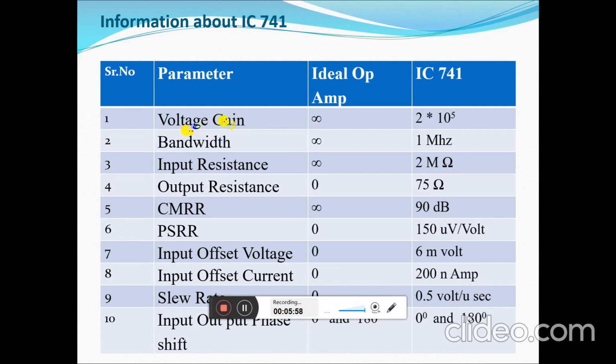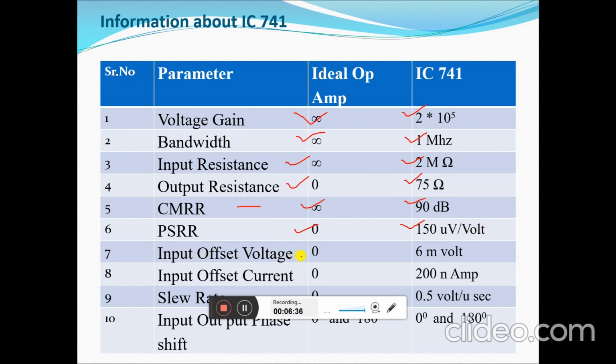Here, the voltage gain of an ideal op-amp is infinite, but practically it is 2 into 10 raised to 5. Bandwidth is infinite, practically it is 1 megahertz. Input resistance, as we have seen, is ideally infinite, but practically it is 2 mega ohm. Output resistance is 0, but practically it is 75 ohm. Practically CMRR is 90 dB, and ideally it is infinite. PSRR is ideally required to be 0, practically it is 150 microvolt per volt.